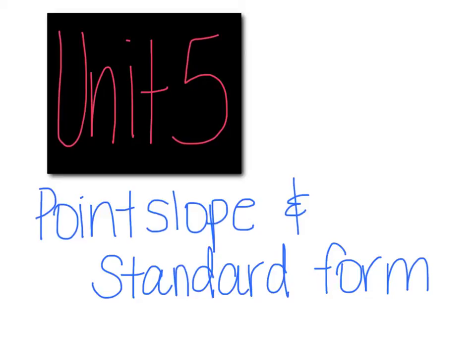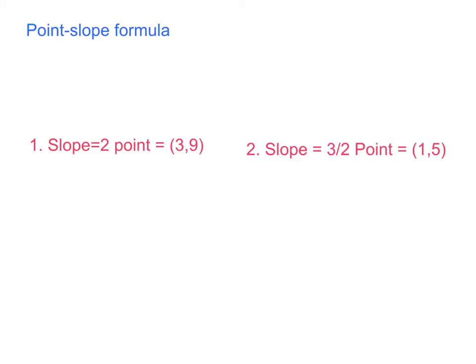Today we're going to be talking about two different ways to write linear equations, and that's going to be point slope and standard form. The first one we're going to talk about is the point slope formula, and the formula is y minus y1 equals m times x minus x1.